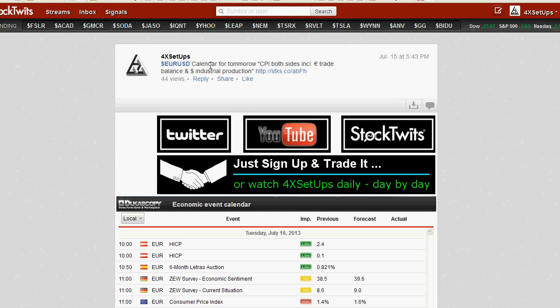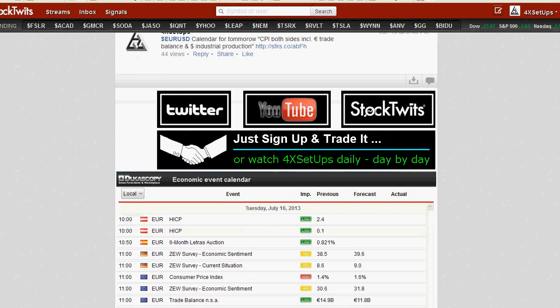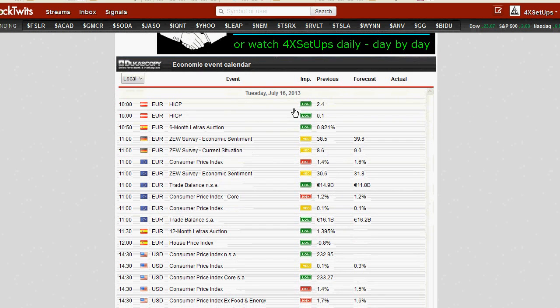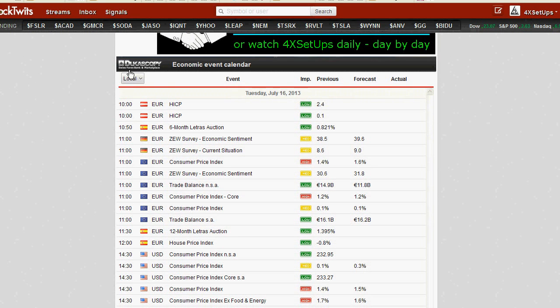Okay, here we go, calendar for tomorrow. CPI data, both sides included, trade balance and US industrial production. I tweeted it some minutes ago. Let's get a short overview about Tuesday. So tomorrow, it's all Central European time. By the way, on my blog you can also get this overview, or see this tweet.